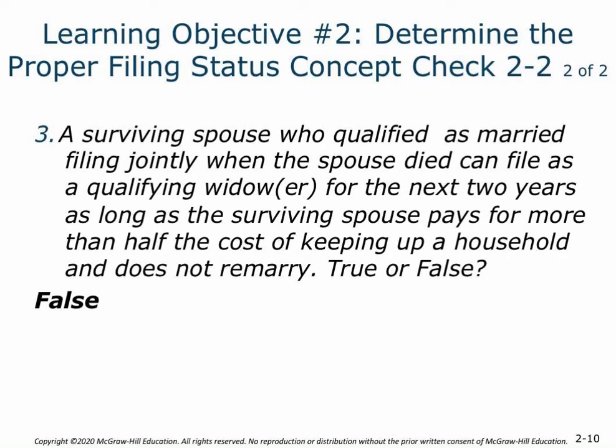3, a surviving spouse who qualifies as married filing jointly when the spouse died can file as a qualifying widower for the next 2 years, as long as the surviving spouse pays for more than half the cost of keeping up the household and does not remarry. And that is false.